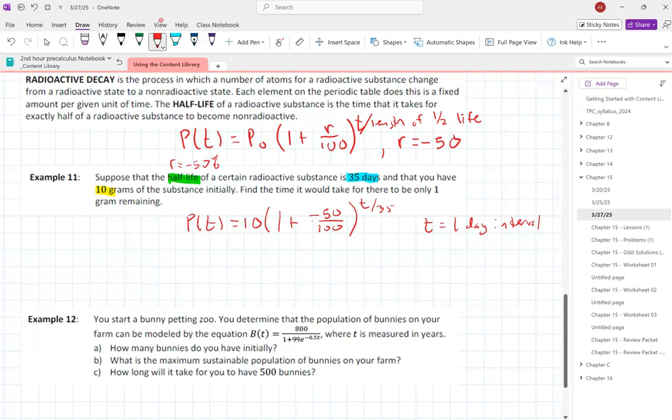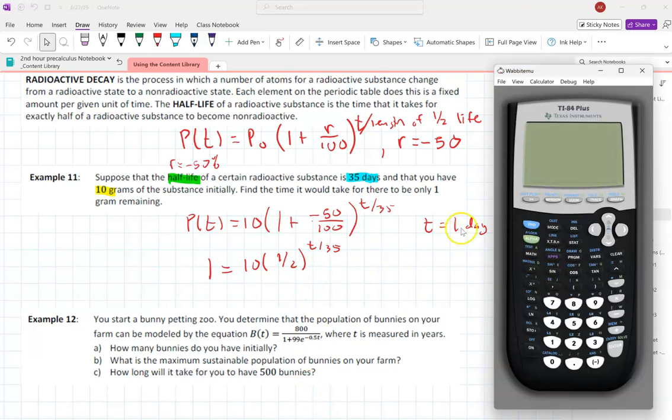Everybody okay with that setup? So I'm going to do 1, and then I'll just simplify that down. And that's what's going into my calculator then. And these half-life problems are nice because picking a window is no longer going to be guesswork. I'll explain in a second. So there's my function. There's 1.